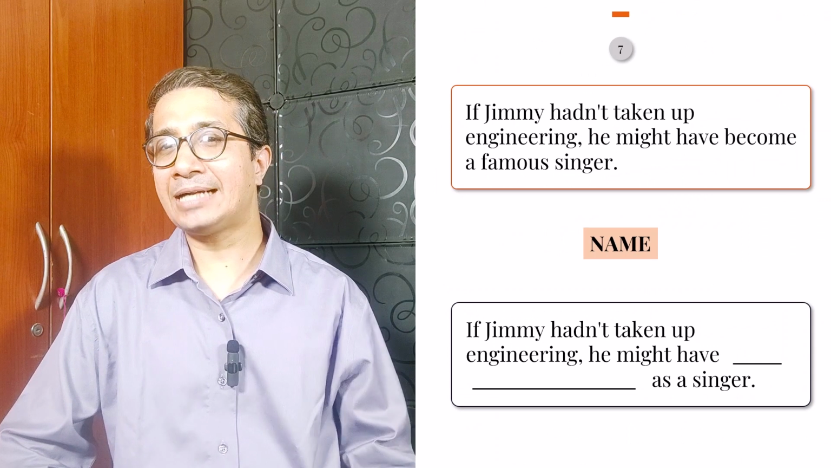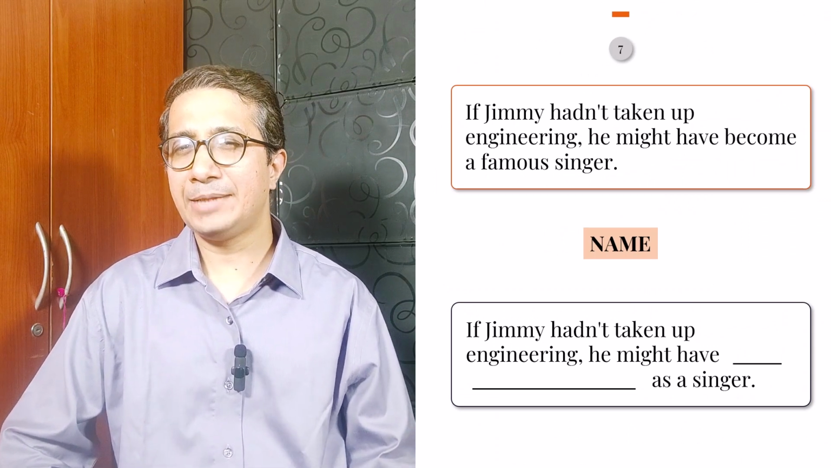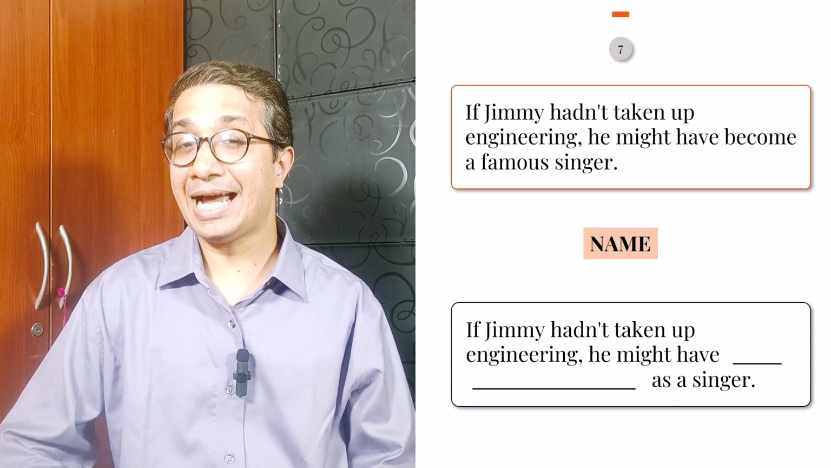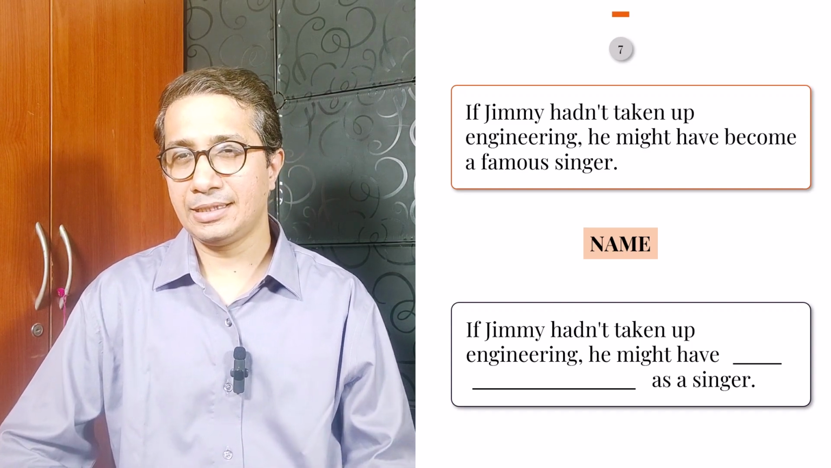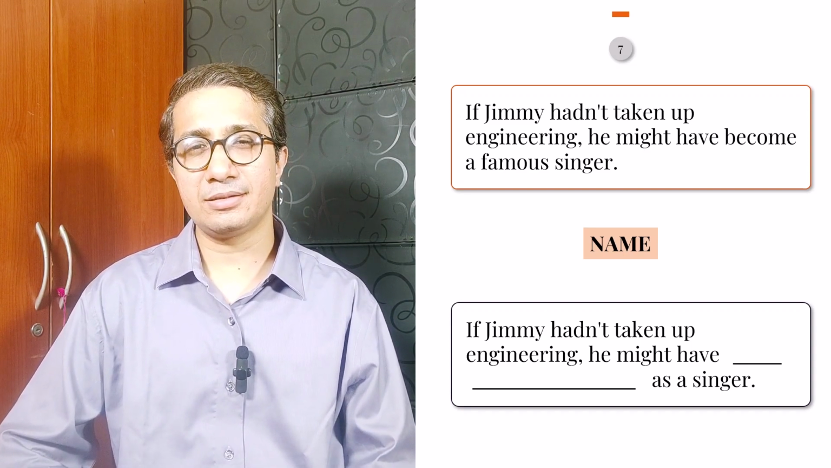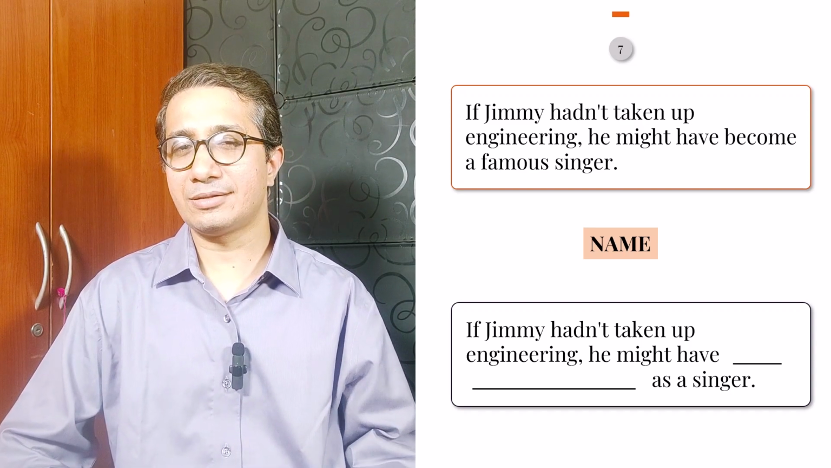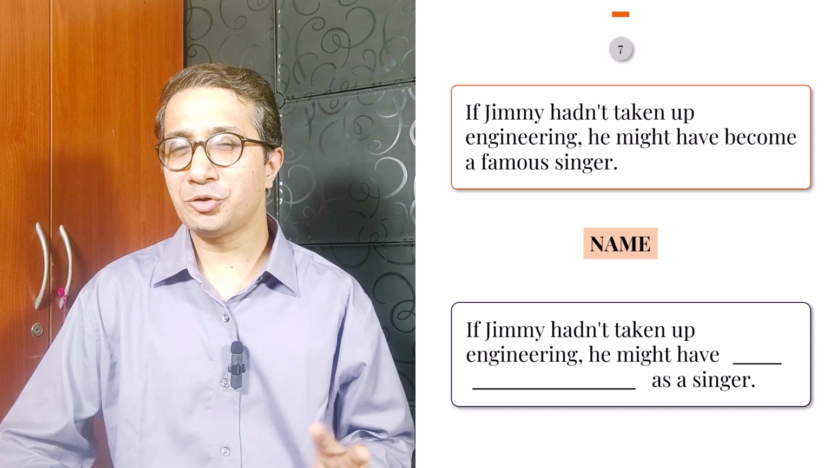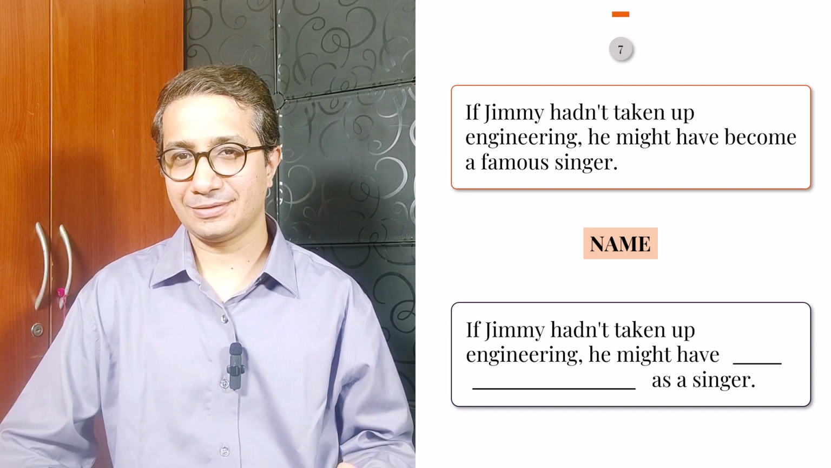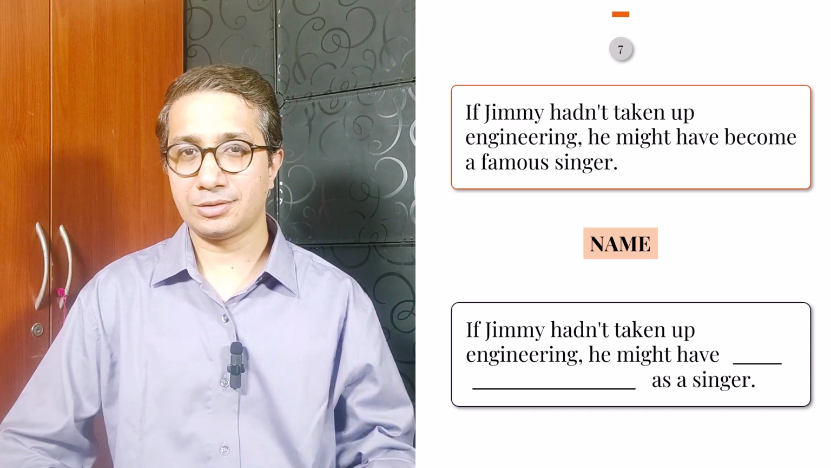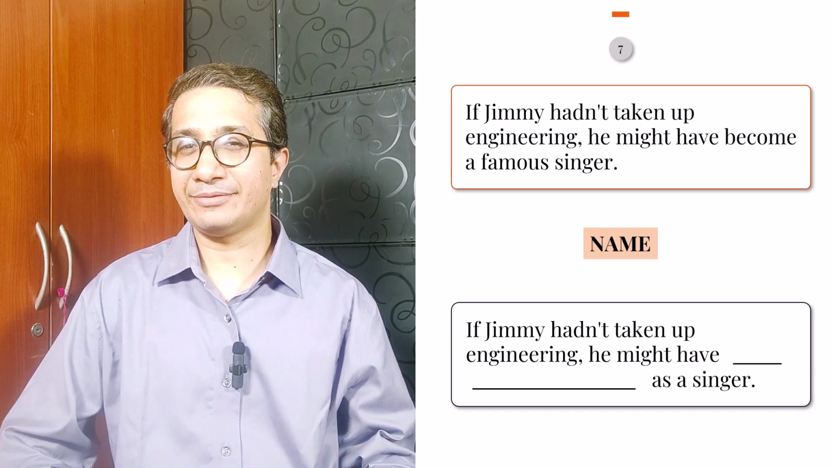Number 7. If Jimmy hadn't taken up engineering, he might have become a famous singer. This is hypothetical. It's what we call a conditional sentence. None of those two actions happened. He did take up engineering, so he was not able to put in time for singing.